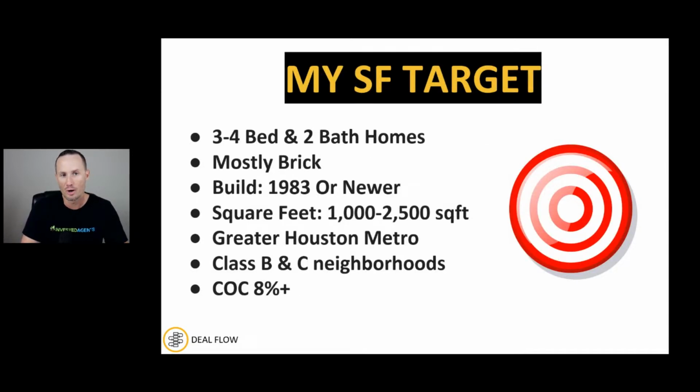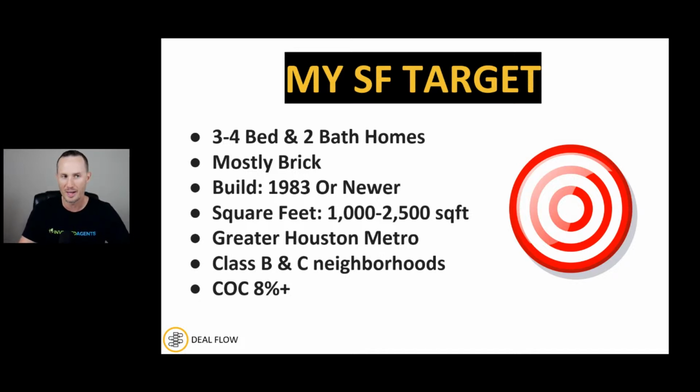Now, my target, and I am more focused on multifamily these days, but if a good single family property meets this target, I am interested. So, hey, anyone finds one of these in my target area, I'm definitely interested. 3 to 4 bed homes, 2 baths, mostly brick, 1983 or newer. The reason why I have 1983 is I want to make sure, one, we don't have lead-based paint, and also galvanized piping. We don't have those. So it kind of eliminates a couple surprises or big costs that I may have to deal with.